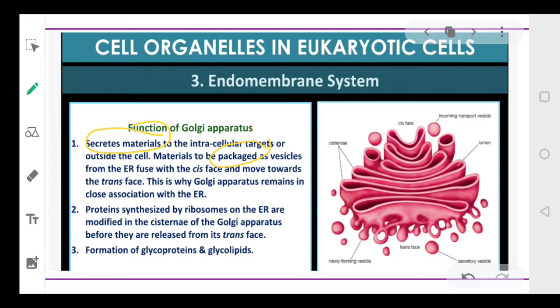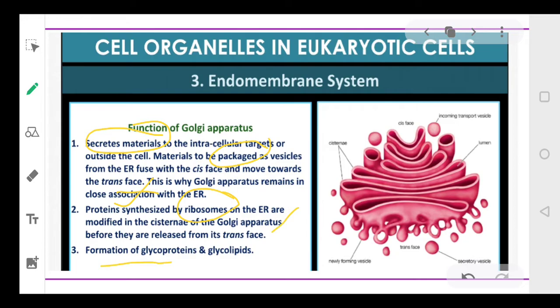So Golgi apparatus, it will do the packing in the form of vesicles. Then these vesicles will move outside, fuse with the membrane, and the components will be released outside. Then ER, as I told you, RER contains ribosomes, and these ribosomes bring about the synthesis of proteins. Those proteins are also released from its trans face.